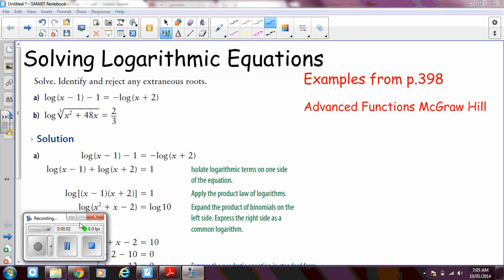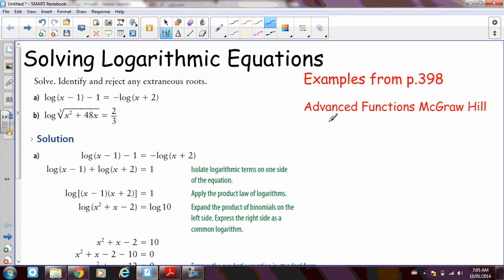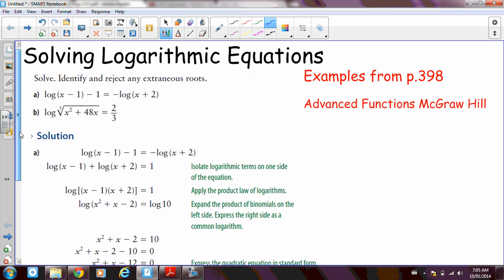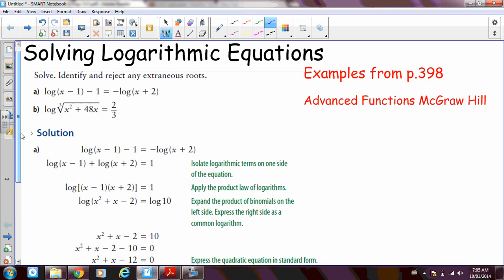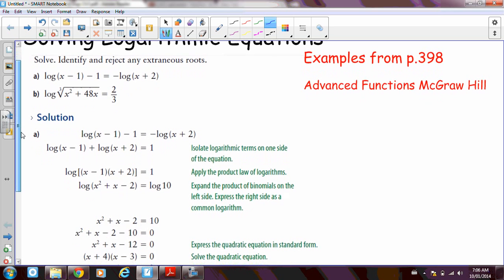Okay, so I want to look at a couple of examples here out of the McGraw-Hill textbook today. I think there's a lot in them that we want to make sure we've got in case it needs clarification. These are on page 398, just the two examples that are right there. I thought I'd just pull them up and go over them instead of doing two other similar questions, in case you wanted to look at these later on.